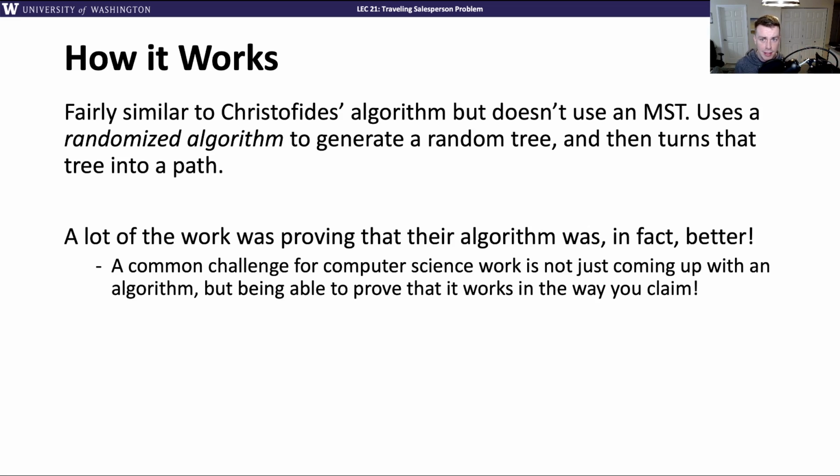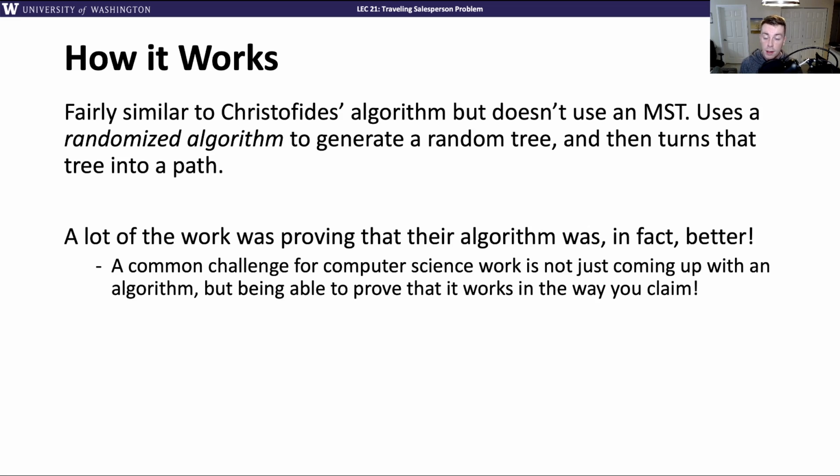Now, it turns out that idea is actually relatively straightforward. I'm glossing over a lot of details here, so obviously it does not make a ton of sense. But the algorithm itself isn't crazy complicated. What was really hard was to prove that the algorithm was somehow better than Christofides, that it resulted in solutions that were better.